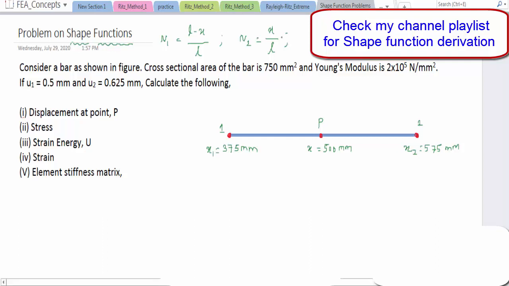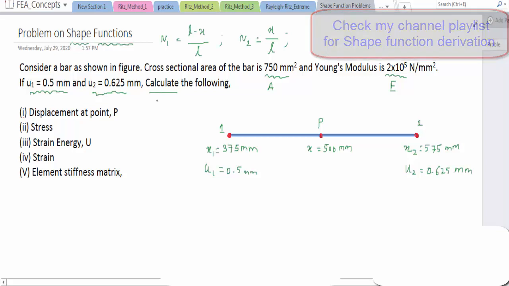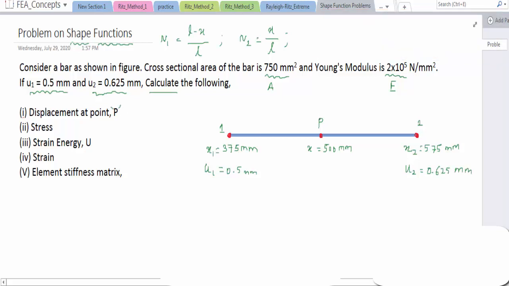It is given that the area is 750 mm square and Young's modulus E is 2 into 10 power 5 Newton per mm square, and the displacement at node 1, that is u1, equal to 0.5 mm, and the displacement u2 at node 2 is 0.625 mm. We have to calculate the displacement at point P, the stress, strain energy, strain and element stiffness matrix K. These are all the things we are going to find out from this problem.